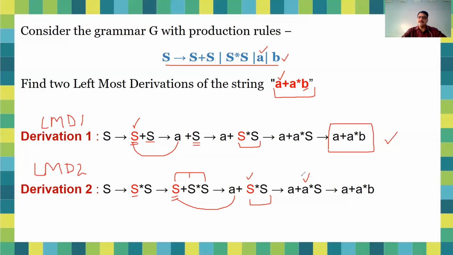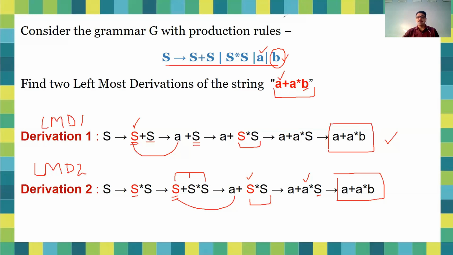And finally you require b. So you should check whether S can be replaced by b. This is the production that is given to you. So now S can be replaced by b. So finally you can find the same string by using the next leftmost derivation, or leftmost derivation 2. That means for the given string, you have two or more leftmost derivations. So we can declare that the given grammar is ambiguous. So this is a simple way to check whether the grammar is ambiguous or not.